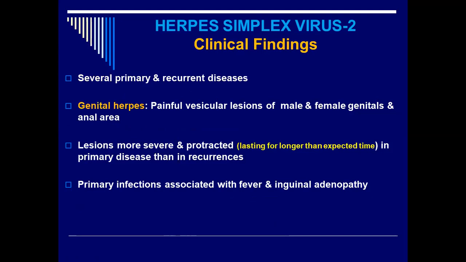Now, the clinical findings with HSV2. It forms several primary and recurrent diseases. But the most important with HSV2 is the below the belt one, and that is genital herpes. There are painful vesicular lesions that can be seen on the male or female genitalia and even in the anal area. The lesions are severe and protracted, meaning they last longer than expected.